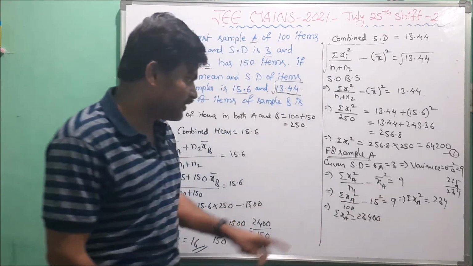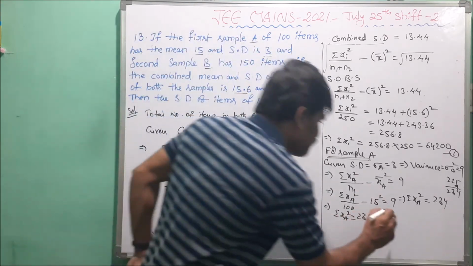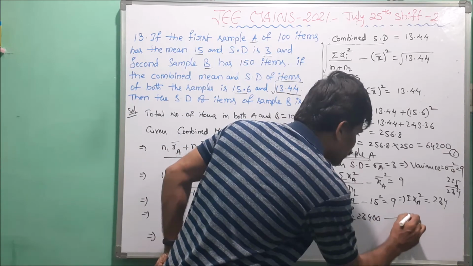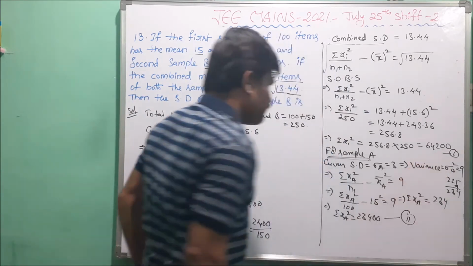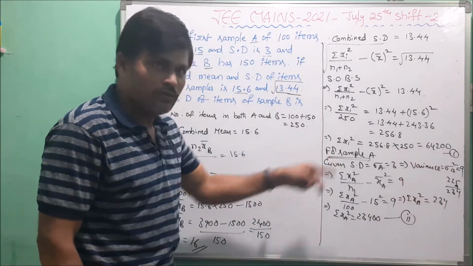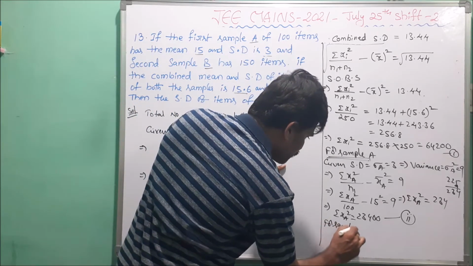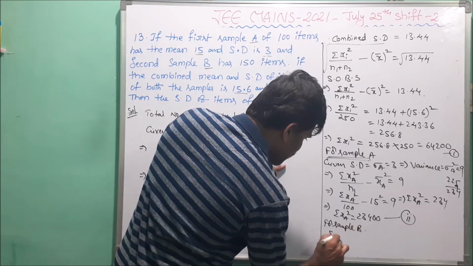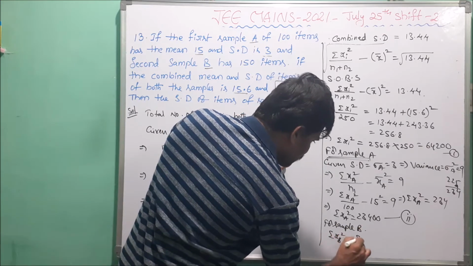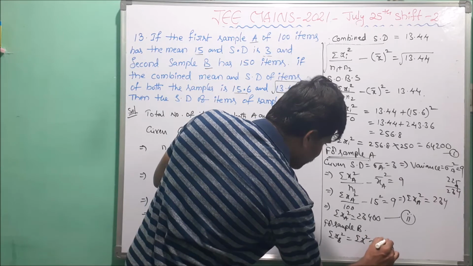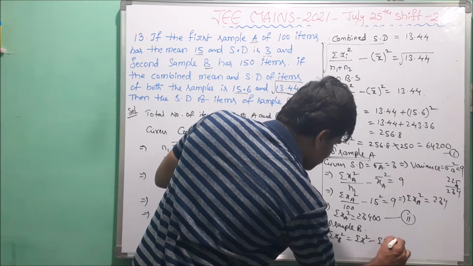23,400. So this is summation xa square, which is equation 2. Now which is equation 1? Now from these two, to find for sample B, summation xb square equals summation x square minus summation xa square.